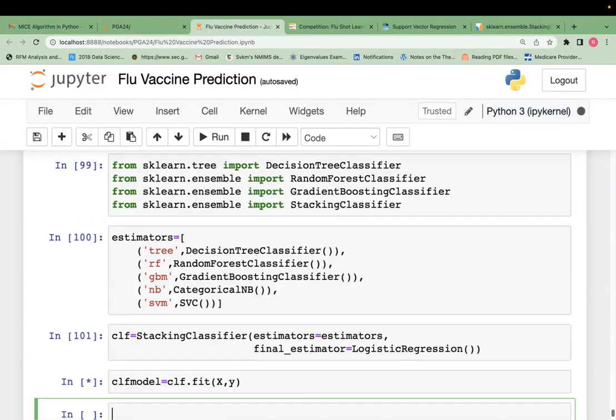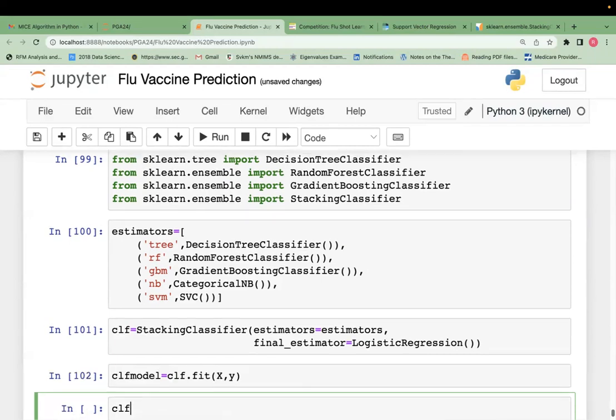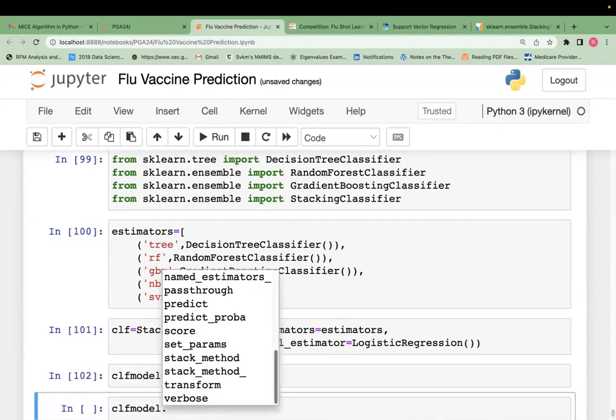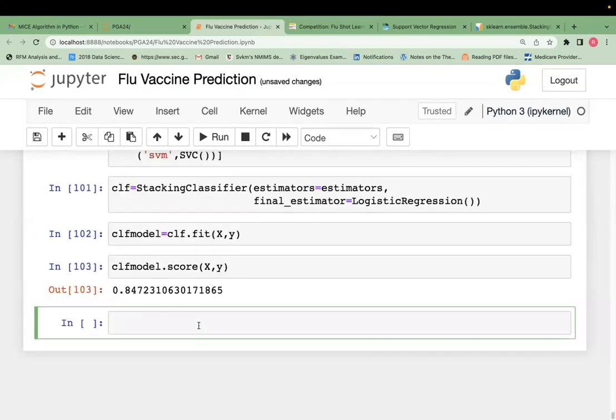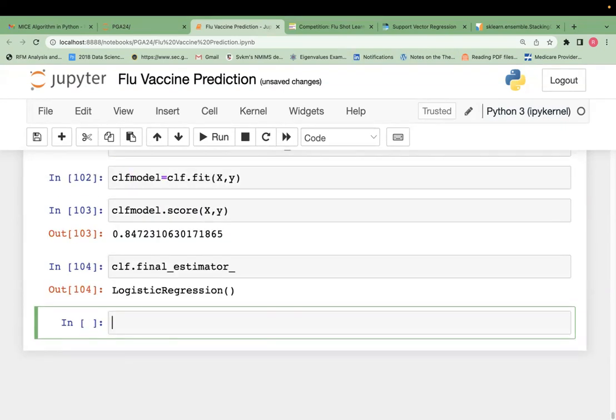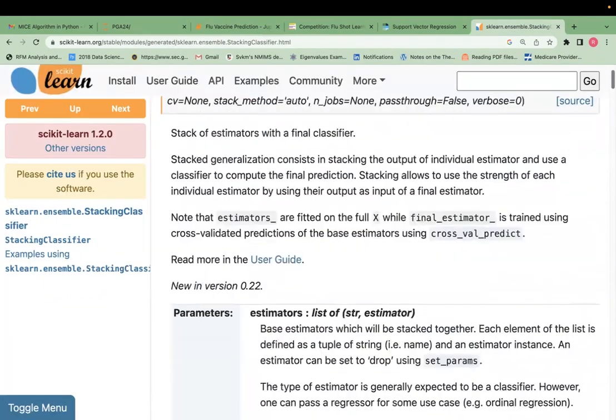CLF model is equal to CLF.fit(X, y). By default it will take, no? Or you can add it. By default is how much? 100, no? As an additional argument. CLF model score for X, comma, Y gives 84. See, logistic regression is predicting better. That's what I'm checking. You have named estimators.